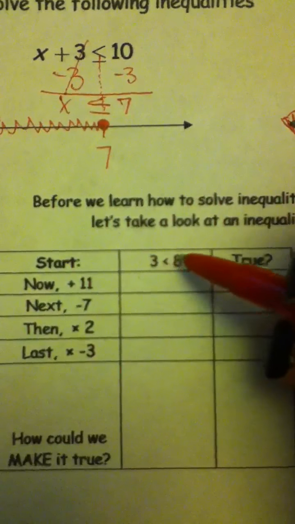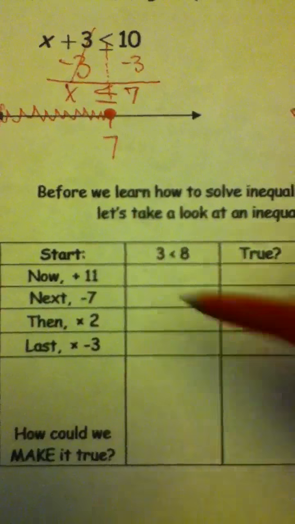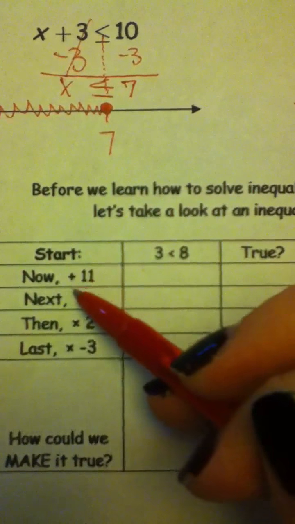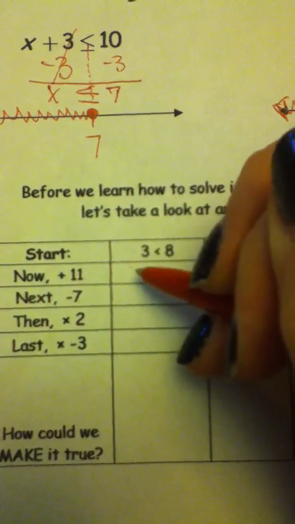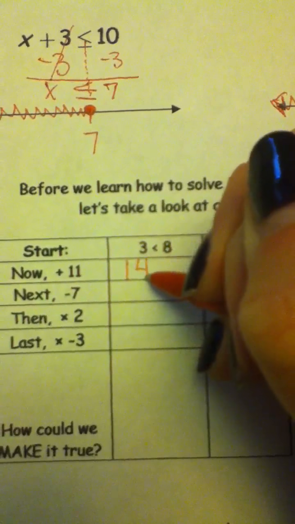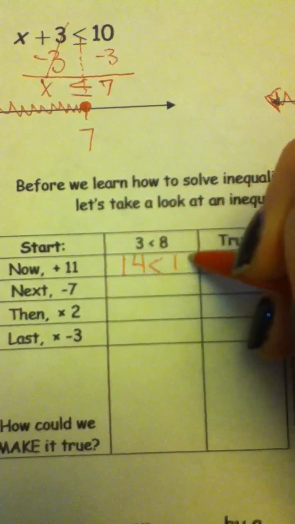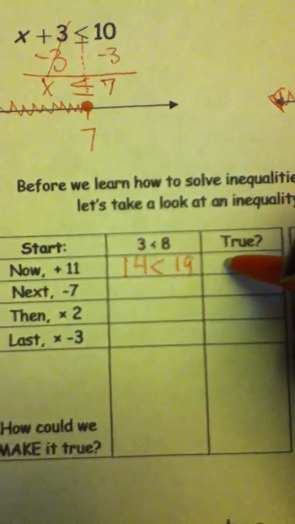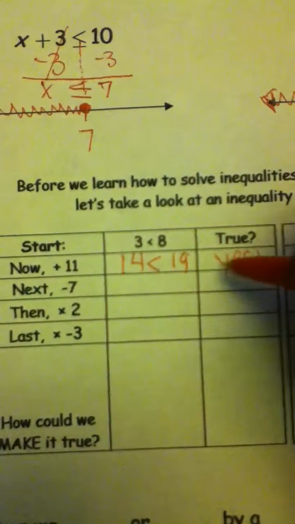We've got 3 is less than 8. That is a true statement, yes. Now, first thing I need you to do, it says add 11. We're going to add 11 to both sides. So 3 plus 11, we end up at 14, is less than 8 plus 11, 19. Is this still true? Yes, it is.